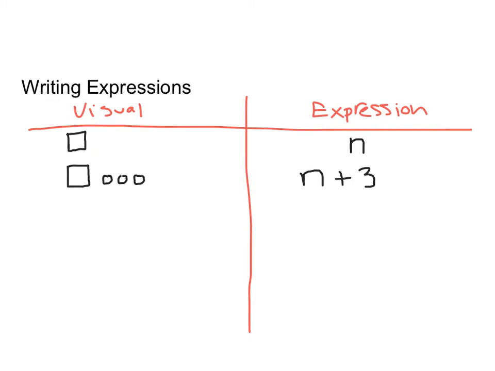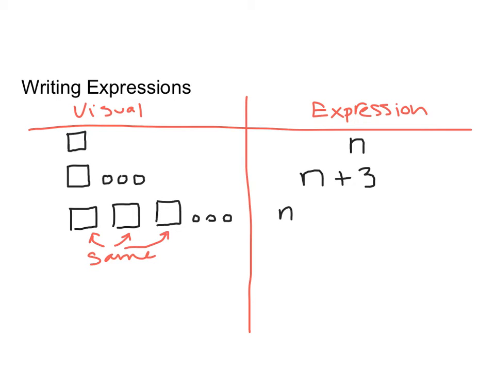Now let's say that we have 2 more of that unknown amount. Now, because these boxes are all part of the same problem, we are going to assume that they all have the same amount in them. So we don't know how much is in each box, but we're assuming they're all the same because we've drawn them the same. So for our expression, we could say that this is n plus n plus n plus 3. That's true, but there's probably an easier way.